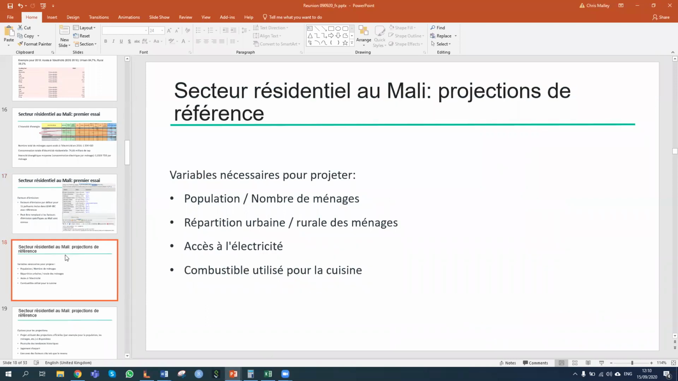So we would really like your opinions on the residential sector analysis for Mali for historical emissions. But we also need the experts to provide methodologies and assumptions about the baseline projection. We need to develop methods for projecting population, number of households, urban and rural split, access to electricity, and the fuel used for cooking. We need to project these into the future.